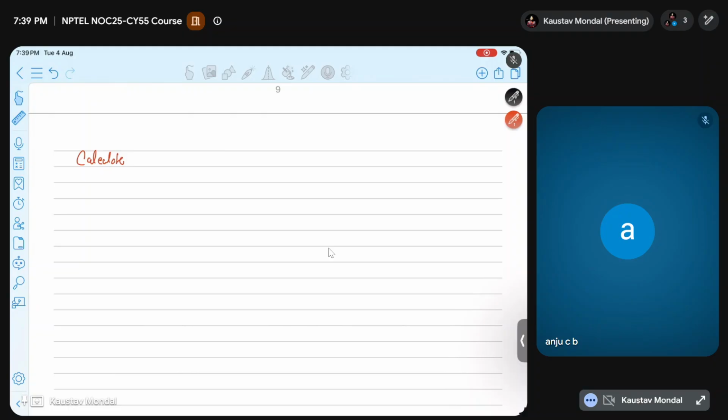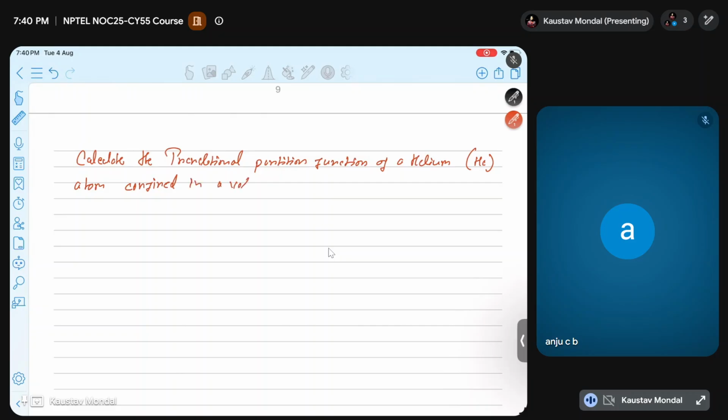Calculate the translational partition function of a helium atom confined in a volume of 200 cc at T equal to 298 Kelvin.